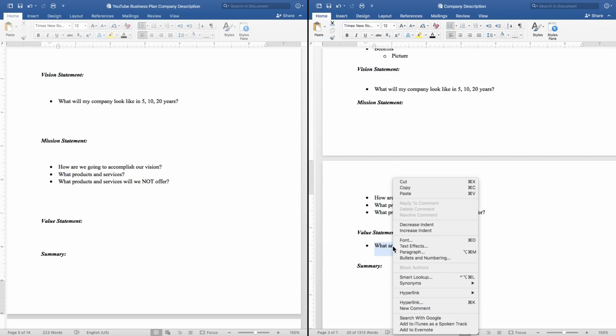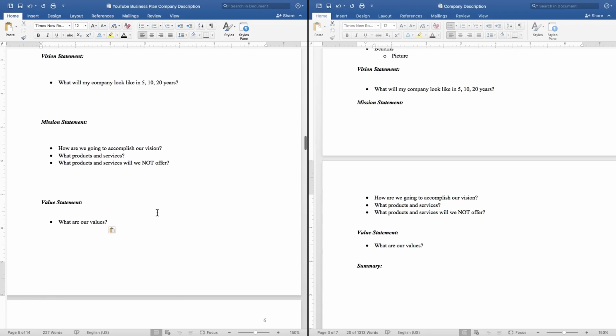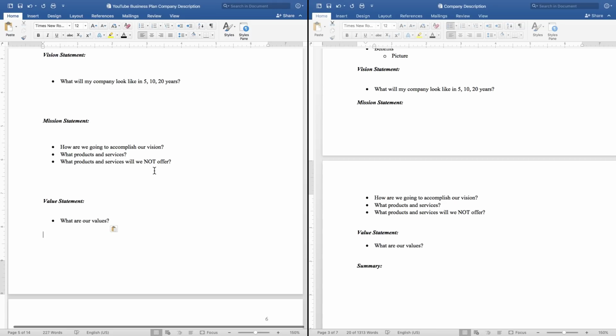The value statement is important just to let the customers and your employees know what's expected of them. Again, it could be as simple as 3 words: honesty, integrity, and foresight, or just something that shows you have thought about the values of your company and what you want your employees and yourself to be known for. This ties into the mission statement, because the mission statement is how you're going to get to your vision, and the value statement is how you are going to conduct yourselves while you're carrying out your mission. So these 3 are very important aspects.